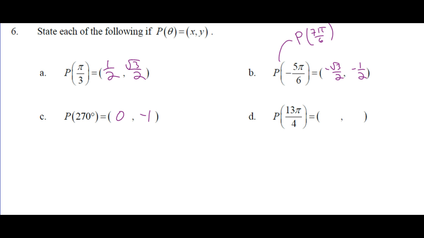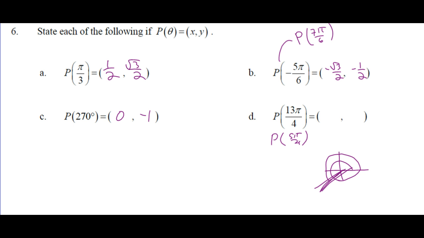13 pi over 4. What's that the same as? 5 pi over 4, right? So you want a coterminal angle, right? So 13 pi over 4, you got 2 choices, right? You could just go, okay, 1 pi over 4, 2, 3, 4, 5, 6. There's 8 pi over 4, 9, 10, 11, 12, 13. Okay, or 5 pi over 4.